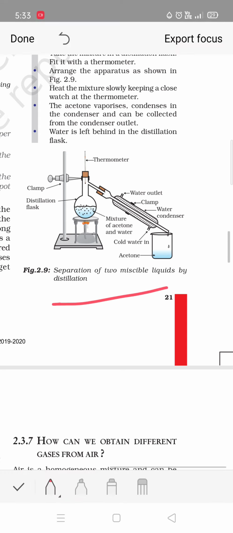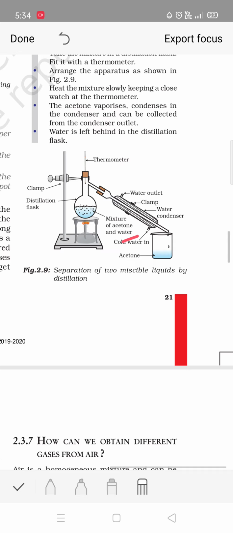Here is the complete setup for the distillation. There is a distillation flask and it is connected to the condenser here. One thermometer is also here to check the boiling point or the temperature. We take one beaker here. For this activity, we take the mixture of acetone and water.